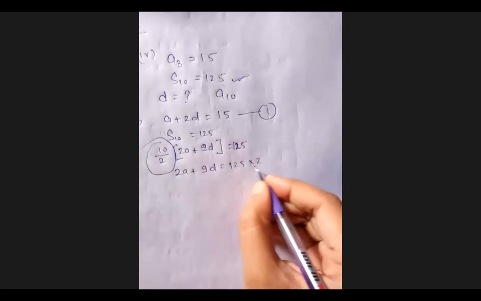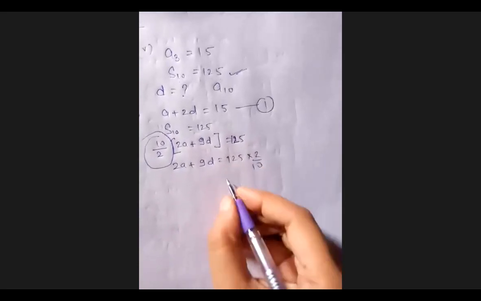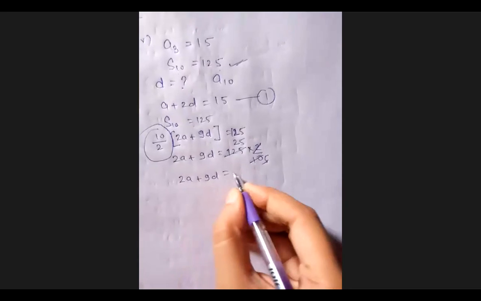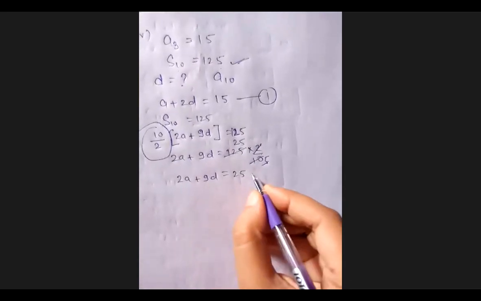I transpose this to the right hand side. So 2 upon 10, you can write this here. If you want to write it, in what form can you write it? And 2 5s are 10, 5 2s are 10, 5 5s are 25. So what is your equation? Second equation. It is 2a plus 9d equals 25. This is your second equation.